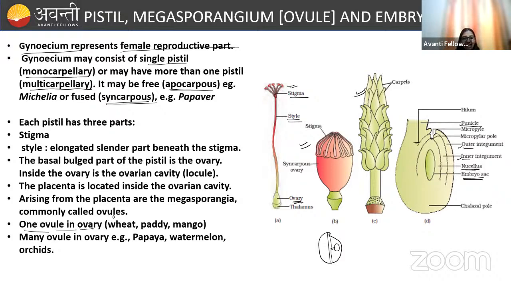In wheat, paddy, and mango, there is one ovule in one ovary, and many ovules in one ovary in the case of papaya, watermelon, and orchids.